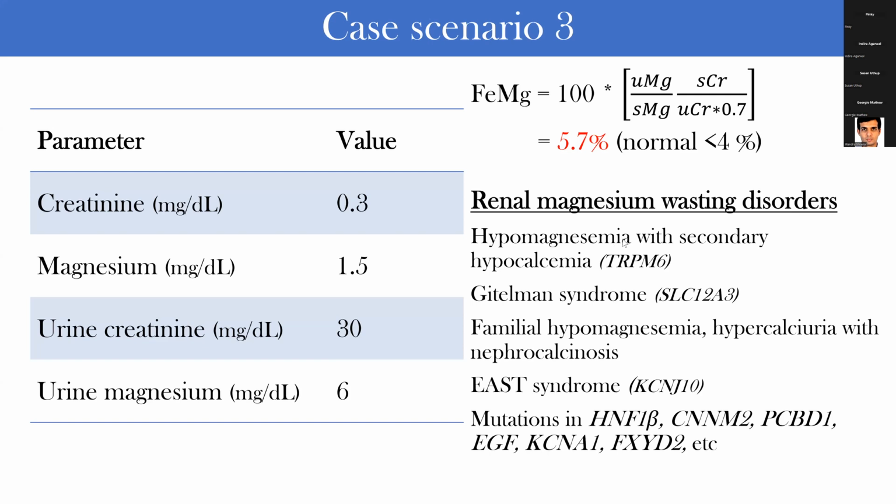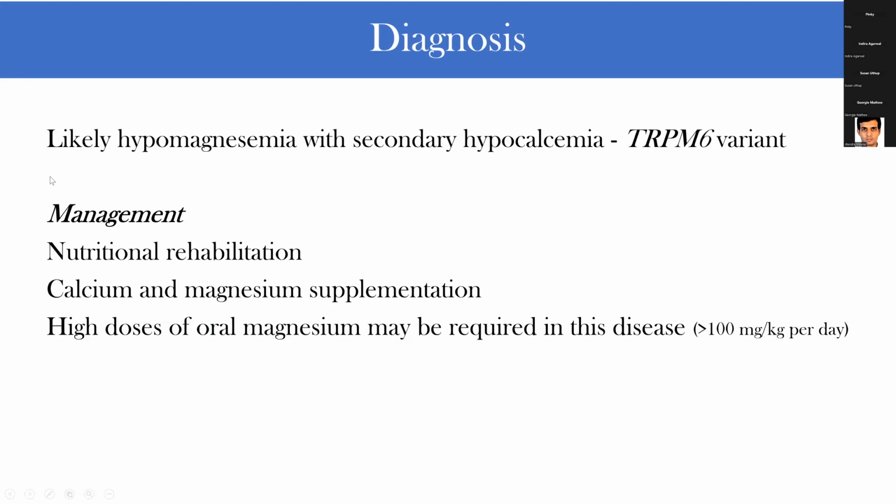Okay, we are going ahead. So this patient mostly has a TRPM6 variant. Management includes nutritional rehabilitation, calcium, magnesium supplementation, and a very high dose of magnesium may be required.